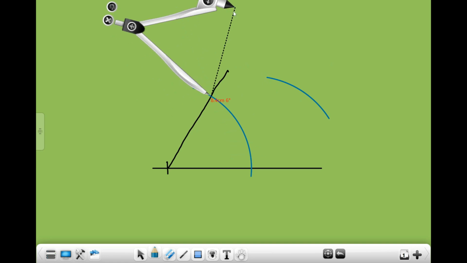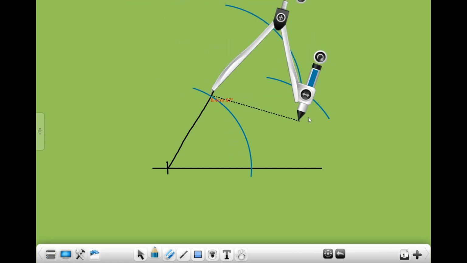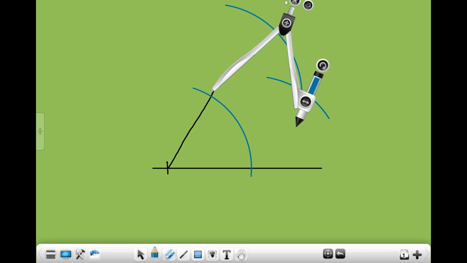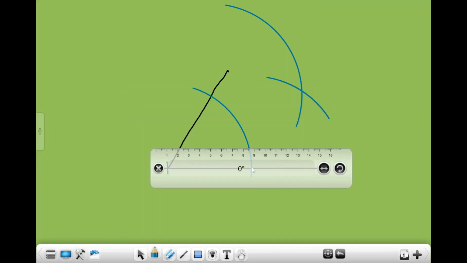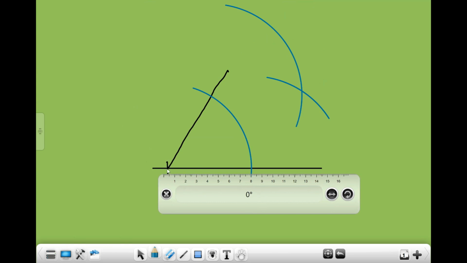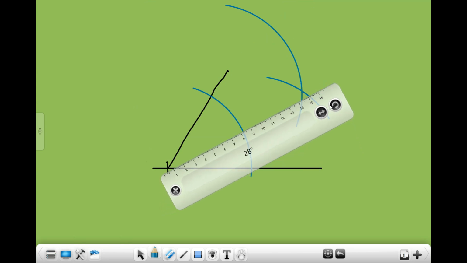This is important part. And lastly, you get your ruler. Join these two intersecting points. Just adjust it. Adjust it. And you can draw the line.